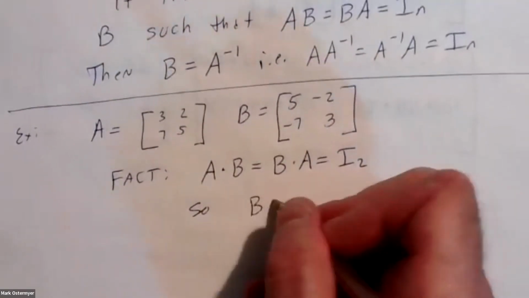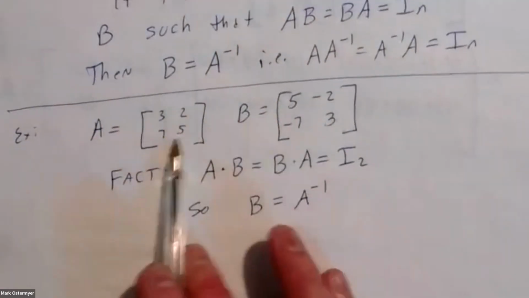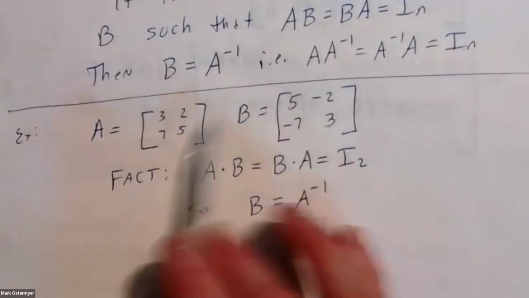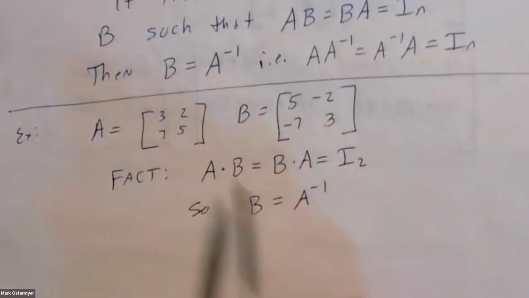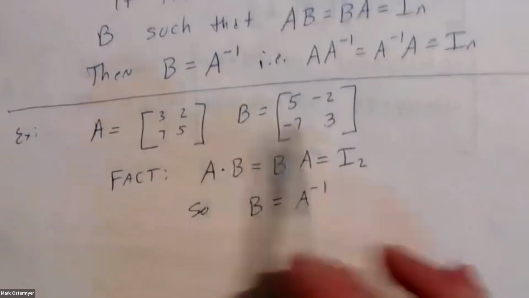So matrix B is the what of matrix A? It's the inverse of matrix A. These matrices are inverses of each other. You can put these into your calculator and convince yourself, or multiply it out manually. Okay, but you'll convince yourself you do get the 2 by 2 identity matrix.